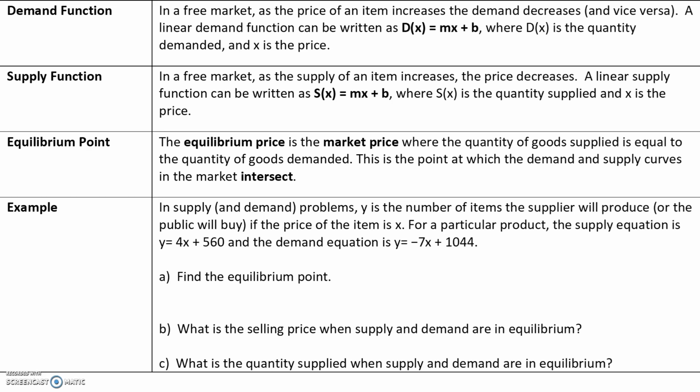Equilibrium price is the market price where the quantity of goods supplied is equal to the quantity of goods demanded. So basically, this is where d of x equals s of x. That is the equilibrium point.